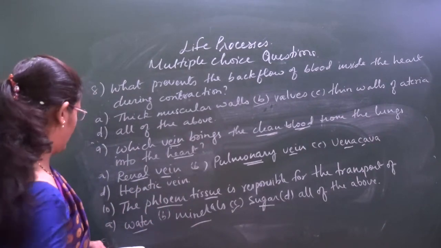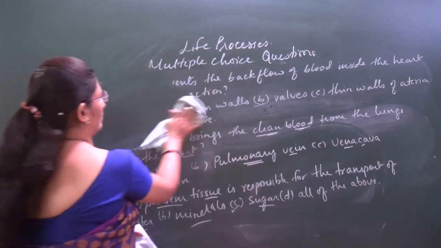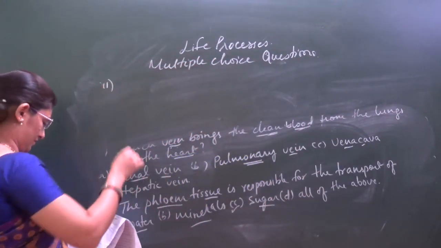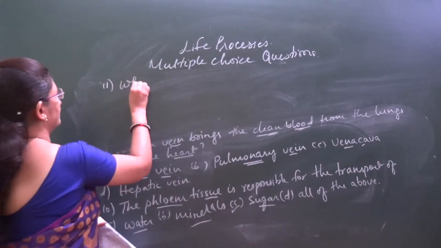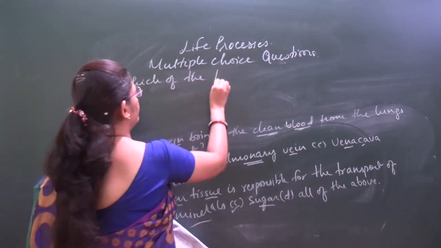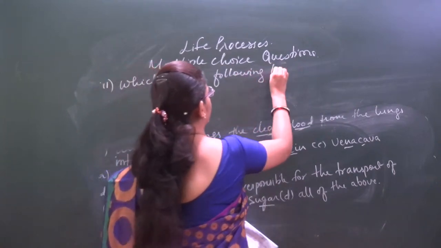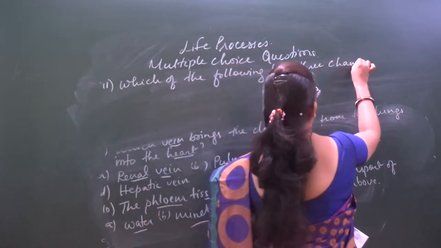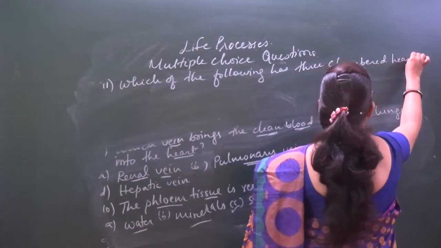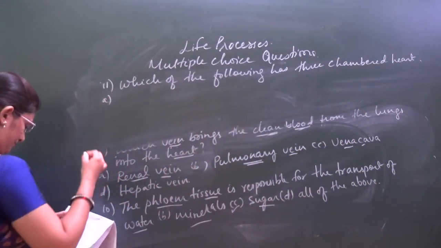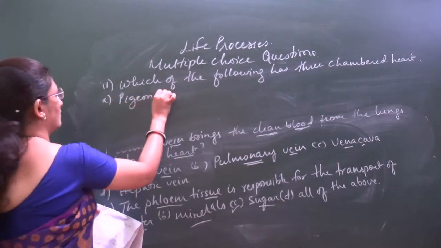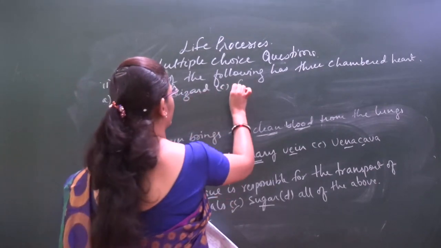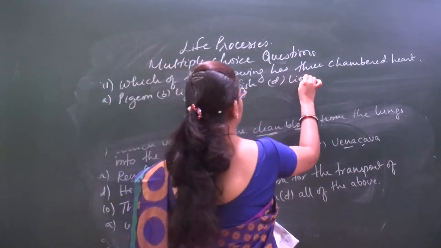The next question, question number 11: which of the following has a three chambered heart? Options given are: pigeon, option B, lizard, option C, fish, and the last option is fly.